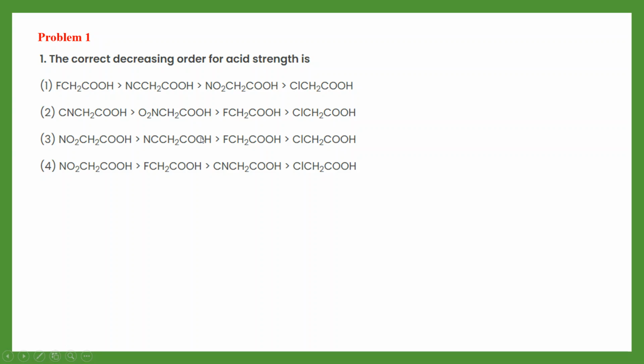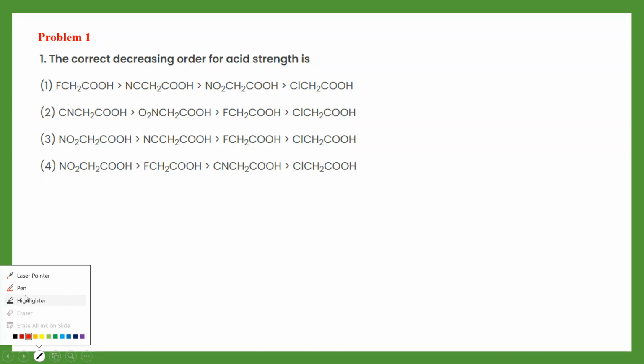So, this is problem number 1. First, you have to solve, and then I will tell you the solution. The correct decreasing order for acid strength is. Jayashree, can you tell me how to solve these types of questions? Ma'am, we will basically check the stability of the conjugate base, and then we will see which conjugate base is most stable, and that acid will be the strongest acid.